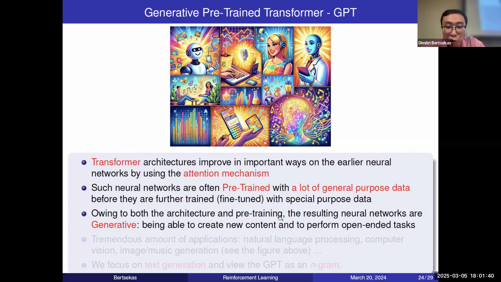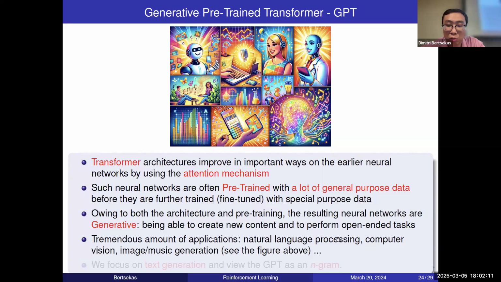Owing to both the architecture and pre-training, the resulting neural networks are generative, being able to create new content and perform open-ended tasks. Starting from the initial text generation, nowadays they can generate videos, images and so on, and do logical reasoning and stuff like that. It has a tremendous amount of applications: natural language processing, computer vision, image and music generation. This image is generated by one of those networks. Basically, I put in a prompt to generate an inspiring figure. I don't know how inspiring this figure is, but it showcases how capable all those neural networks are. We focus on text generation and view the GPT as an n-graph.